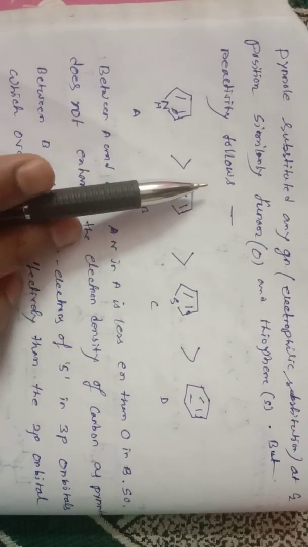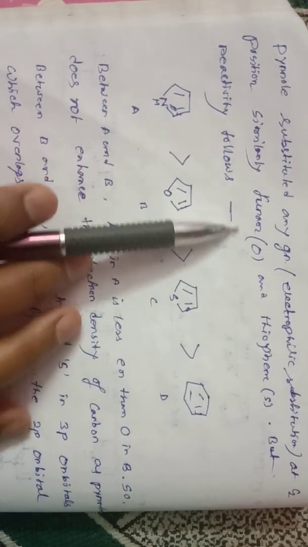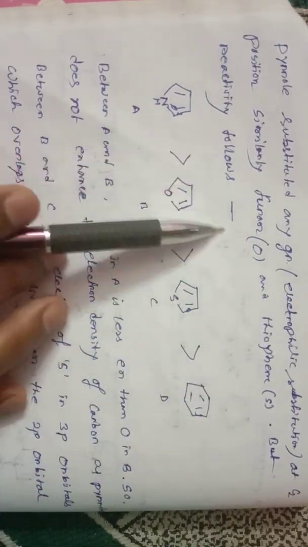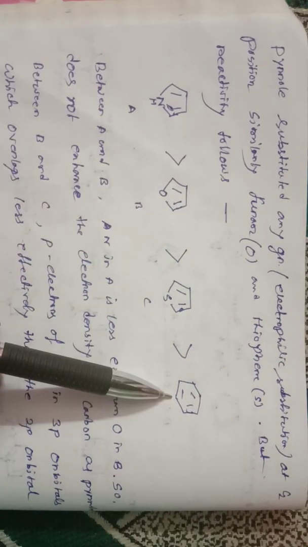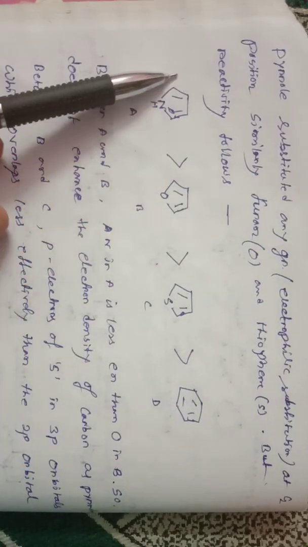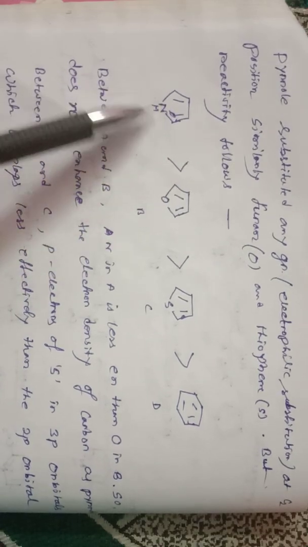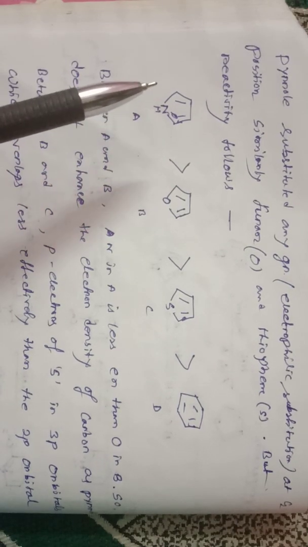Now here you see that pyrrole undergoes electrophilic substitution at the C2 position, similarly furan and thiophene, but the reactivity follows in this way. The reactivity of pyrrole is much greater than furan, and also greater than thiophene and then benzene.